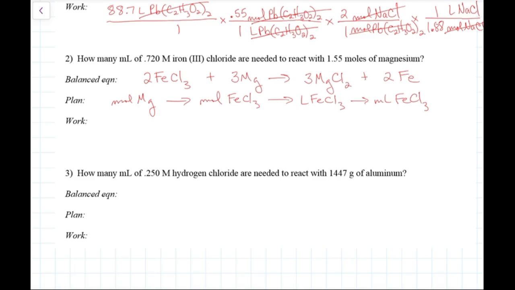Okay, hopefully you came up with a plan something like this. You're being asked for milliliters of iron 3 chloride, so that's where I'm ending, milliliters of FeCl3. And you're being given 1.55 moles of magnesium, so that's where we start. We're also given the molarity of the iron 3 chloride, but we never start with molarity. That's just going to be a tool that allows us to go from moles to liters of the iron 3 chloride. Okay, so let's go ahead and set up our work here. 1.55 moles of magnesium is my starting point, so that's going to go over 1.